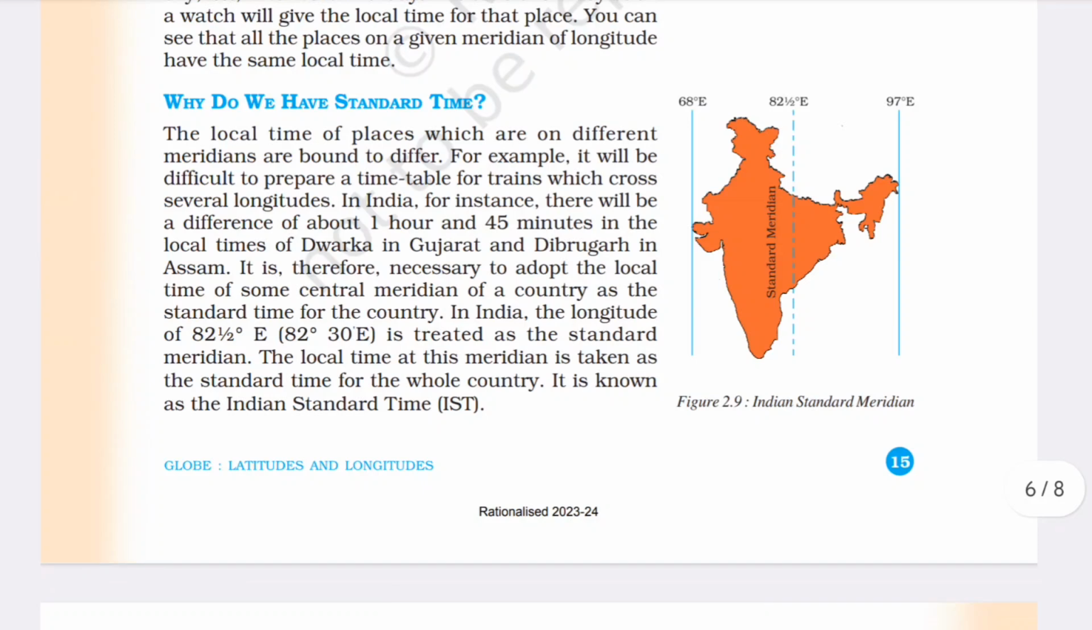Why do we have a standard time? The local times of places which are on different meridians are bound to differ. For example, it will be difficult to prepare a timetable for trains which cross several longitudes. In India, for instance, there will be a difference of about 1 hour 45 minutes in the local time of Dwarka in Gujarat and Dibrugarh in Assam.